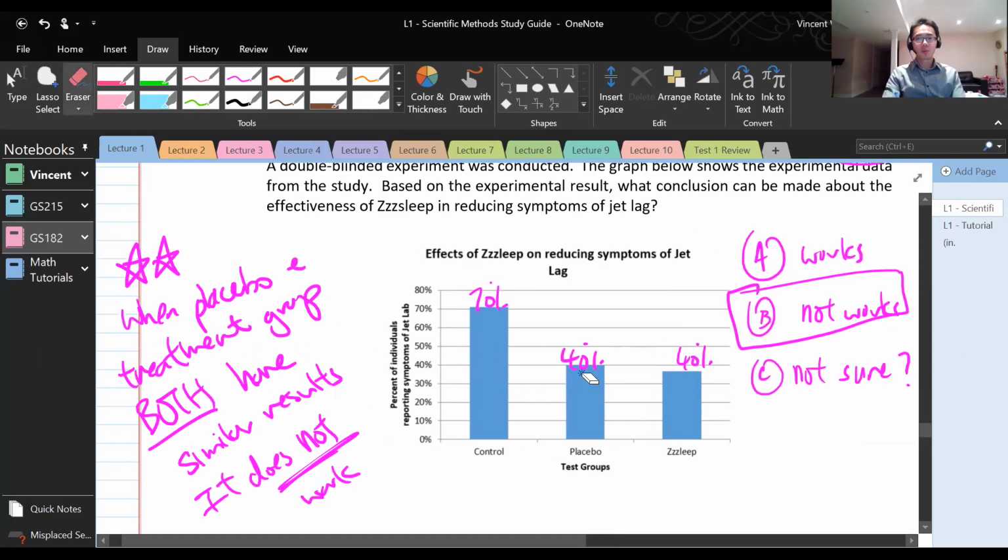So in order for it to work, this bar would have to be similar to the control. You give them a fake pill, you would expect it to not work, right? That's why the placebo group would have the same result as the control. So if this was the graph, then you can conclude that the pill works. Is that okay?